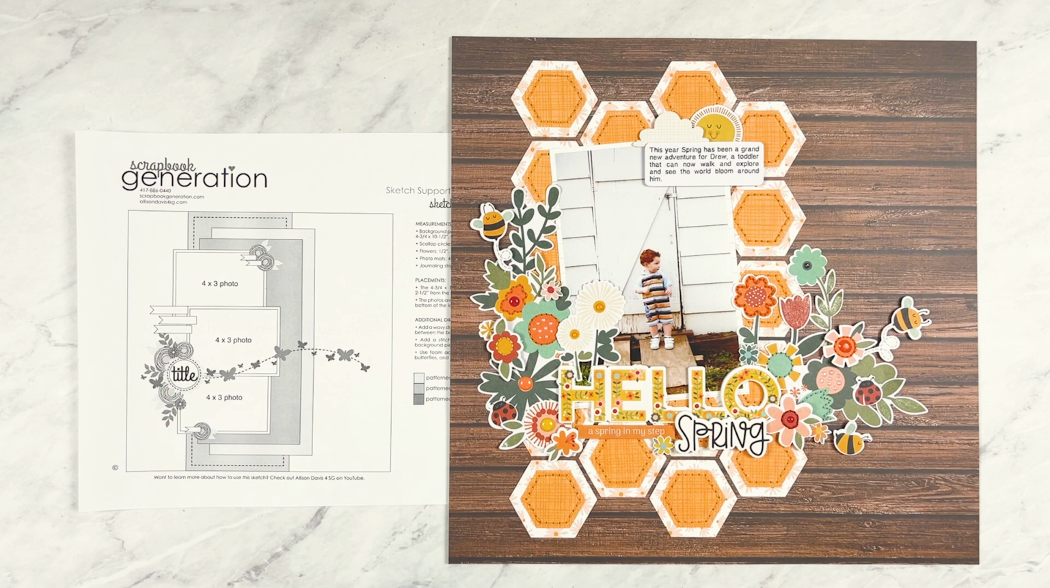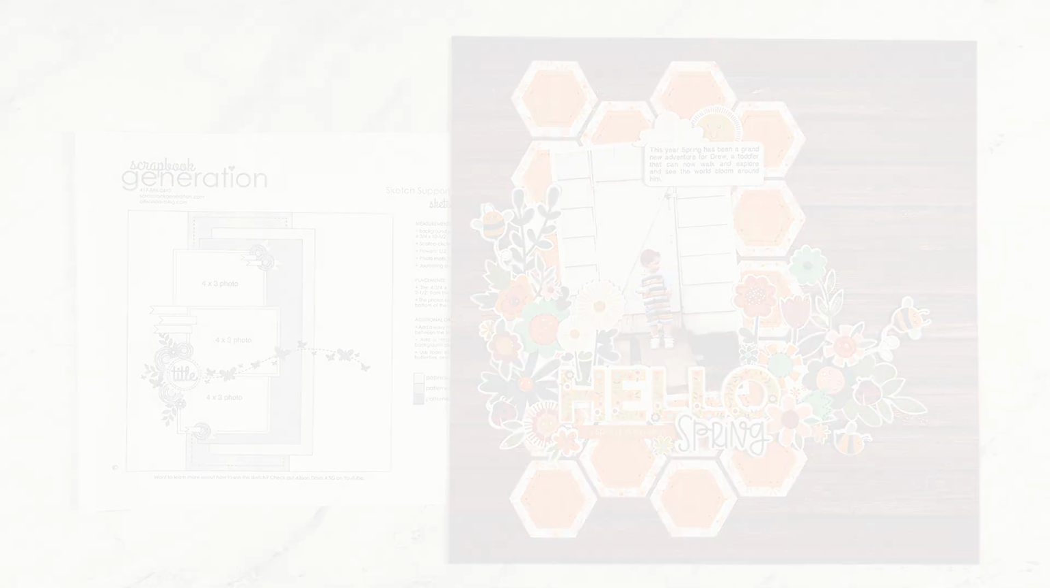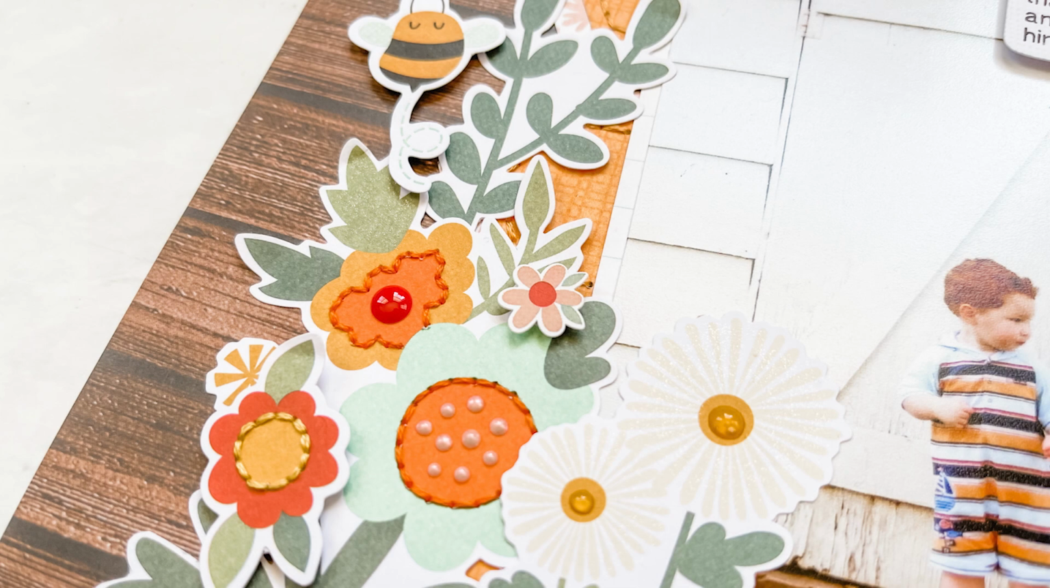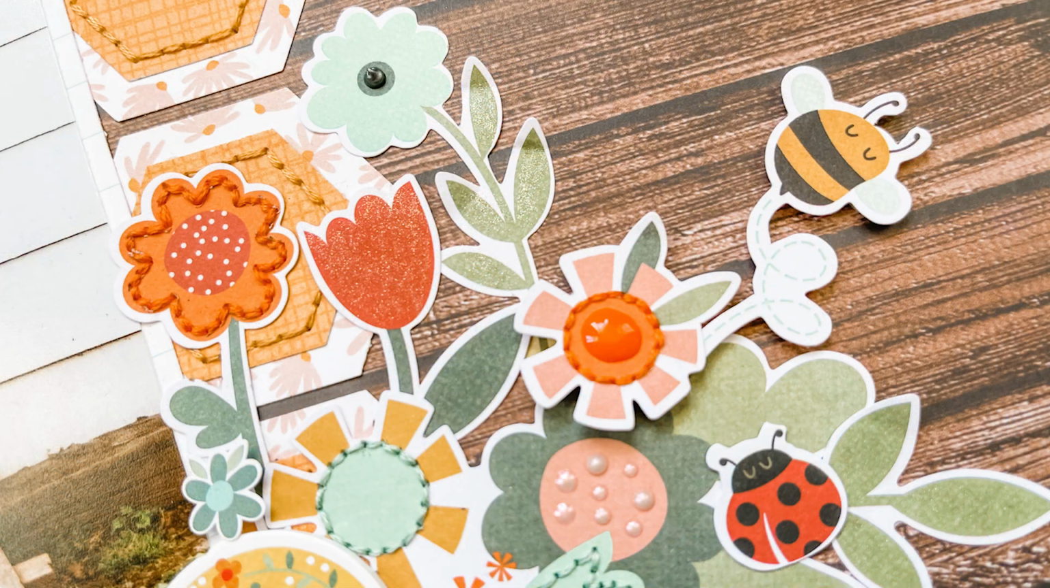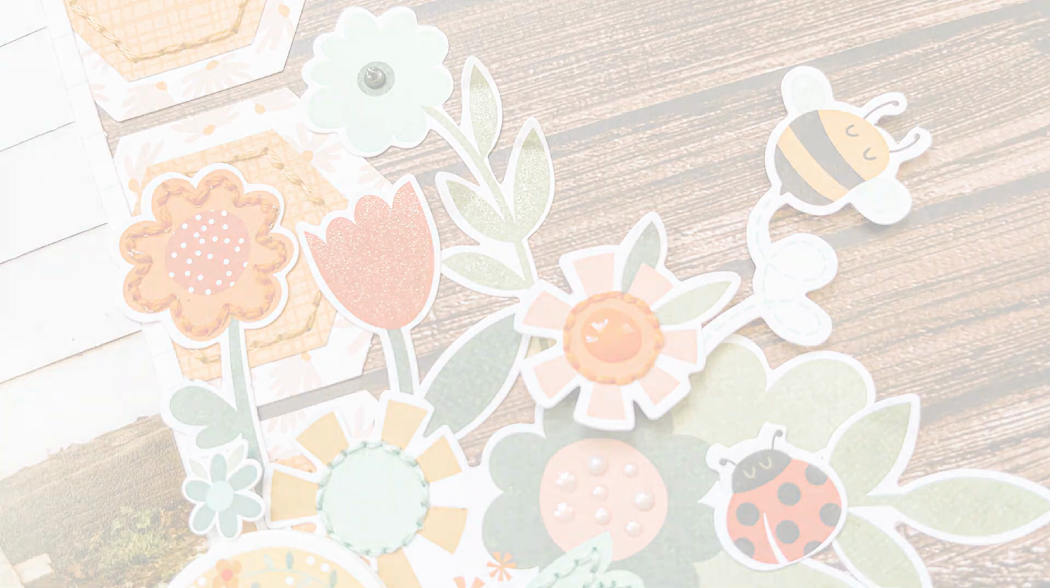To bring a lot of texture and dimension to all of these flowers, I used foam adhesive to adhere some of the smaller pieces. I also added in some hand stitching and used some enamel dots for the center of a few flowers and some Nuvo drops for the centers as well.